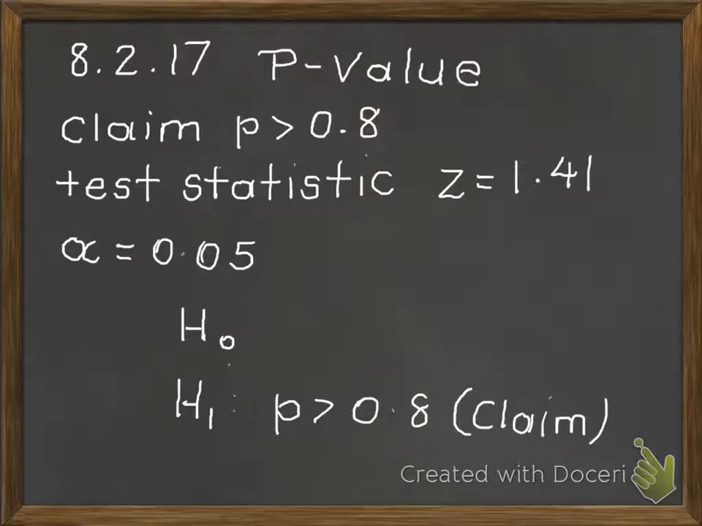The null hypothesis always has the equality. It's the one that's equal. So the null hypothesis is that the proportion is equal to 0.8.